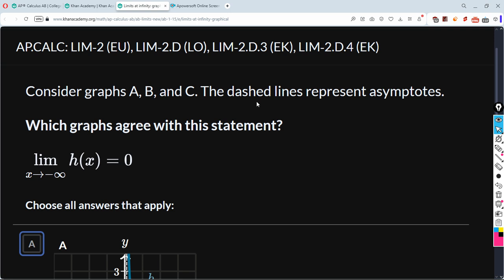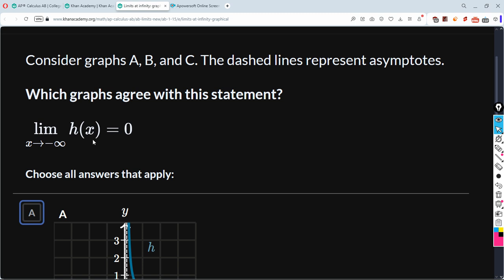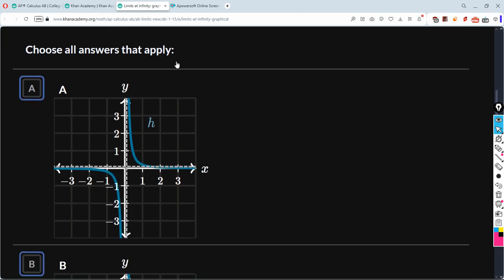All right, graphs A, B, and C, dashed lines represent asymptotes. Which graphs agree with this? Limit as x approaches negative infinity equals 0. Choose all answers that apply. So we're headed toward negative infinity. We want to see which graphs head toward 0.